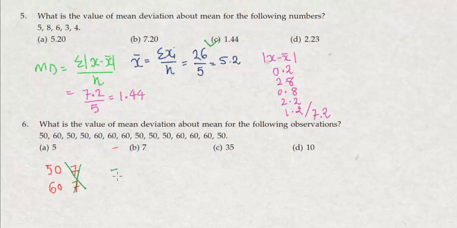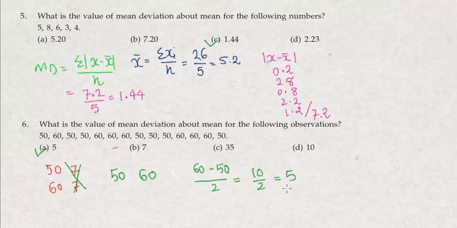Now our sum has reduced to the extent that we can assume that we have only two observations, 50 and 60, and to find the mean deviation we just have to find the difference of the two numbers, and we can divide that by 2 to get the average distance. So 60 minus 50 is 10 divided by 2, and the answer is 5. So in this case the answer is 5, which is A.